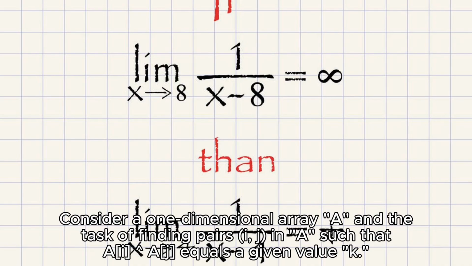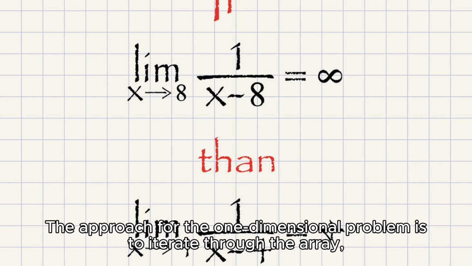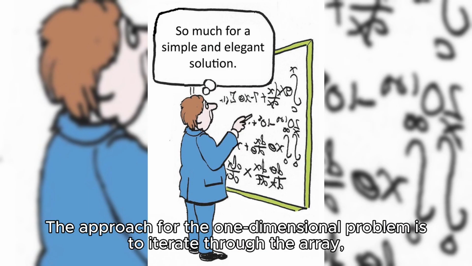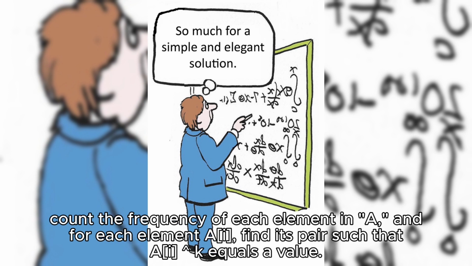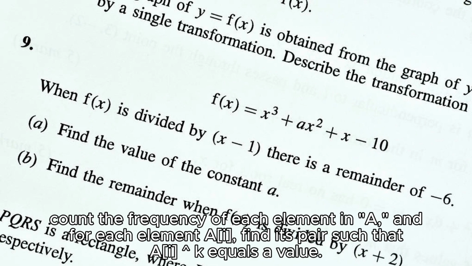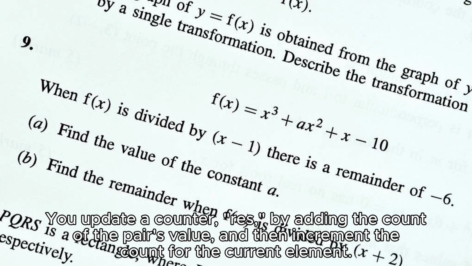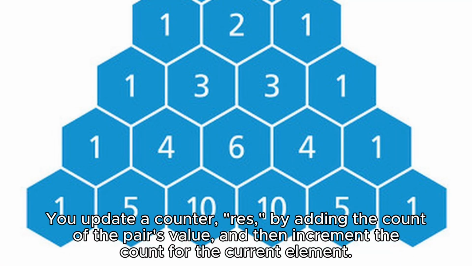The solution to this problem can be understood by first simplifying it into a one-dimensional problem. Consider a one-dimensional array and the task of finding pairs (i, j) in a such that a[i] XOR a[j] equals a given value k. The approach for the one-dimensional problem is to iterate through the array, count the frequency of each element in a, and for each element a[i], find its pair such that a[i] XOR k equals a value. You update a counter, ans, by adding the count of the pair's value, and then increment the count for the current element.